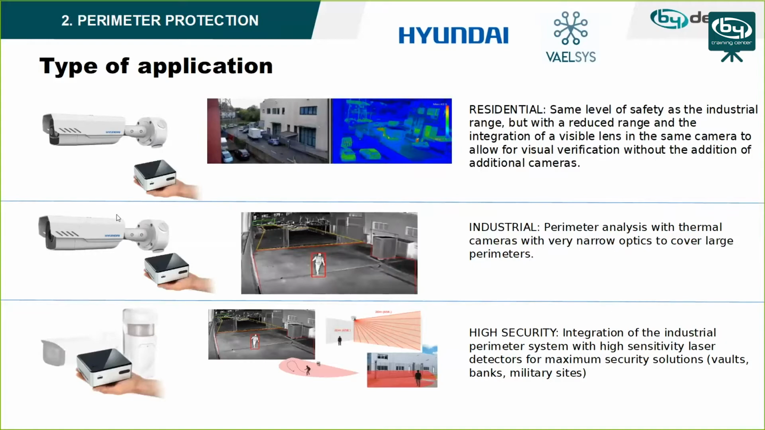And we also have high security situations where this integration of the industrial perimeter system is done with the high sensitivity laser detectors for certain maximum security places like banks, military sites, and so on.